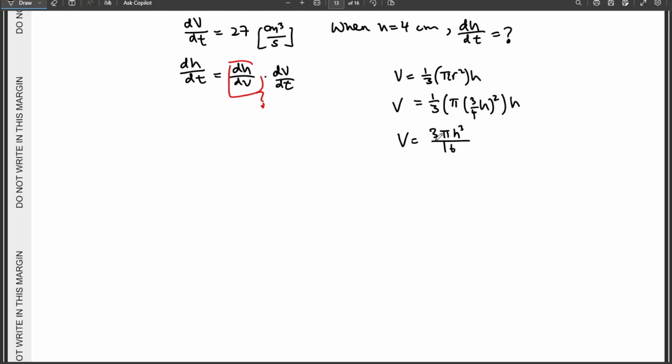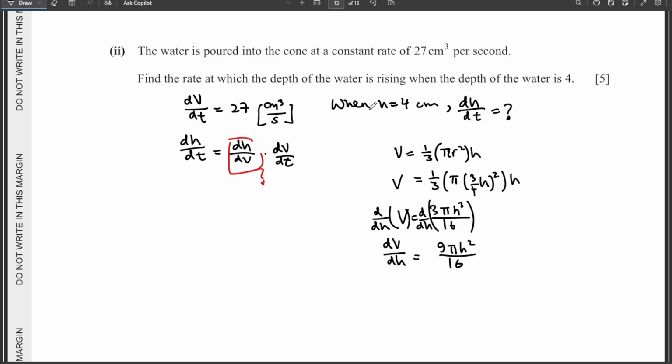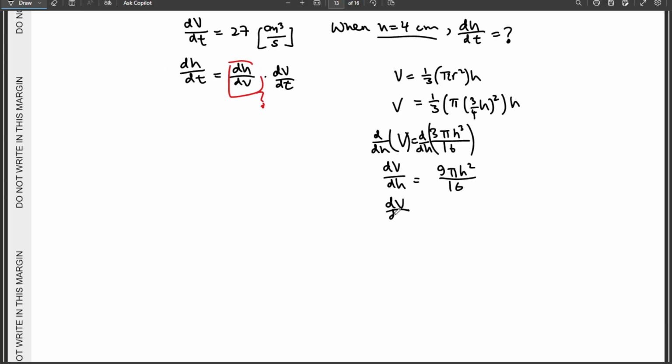The r has been eliminated, and we can take the derivative with respect to h on both sides. So we get dV/dh equals 9 pi h squared over 16. All we need to do is evaluate it when h equals 4, which yields 9 pi. Now we know dV/dh, we can find dh/dV easily because it's just the reciprocal. That's 1 over dV/dh, which is 1 over 9 pi.